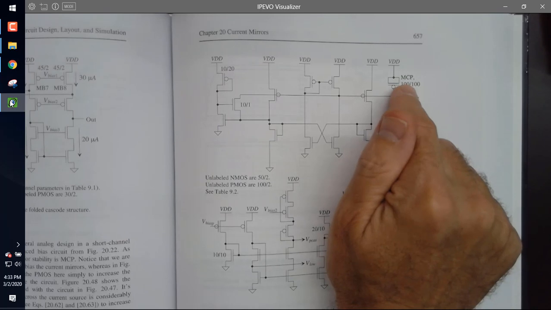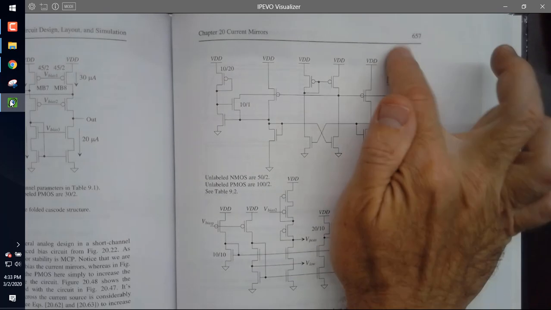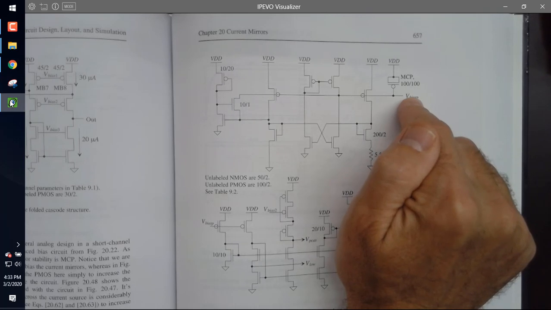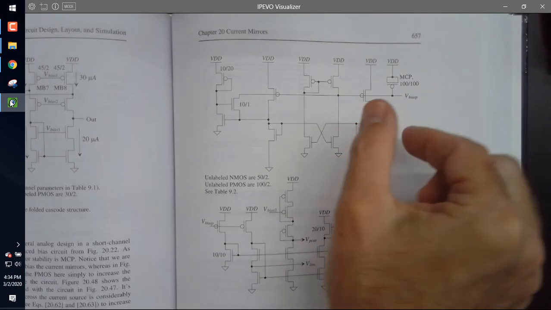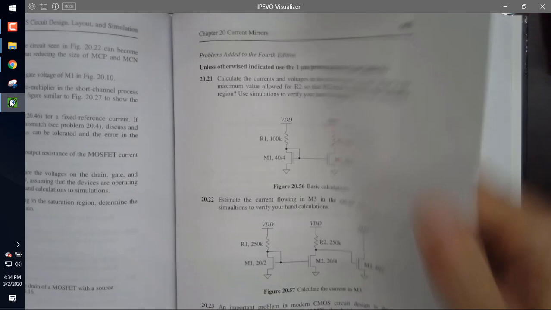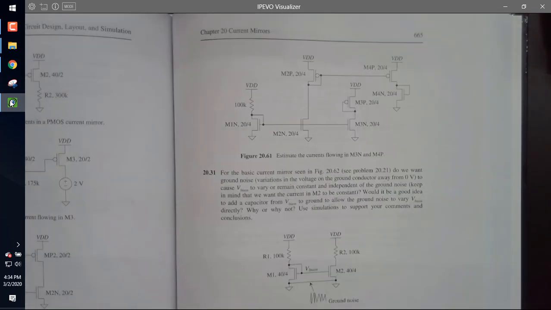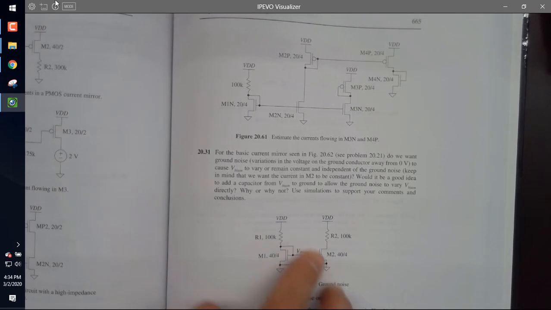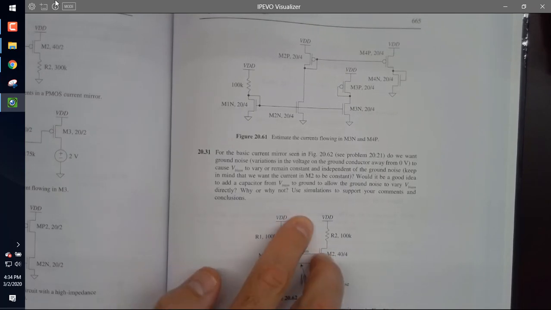I got a question for you. If there's noise on VDD, do I want there to be the same noise on V bias P? Yes, you do. Why? Think about it. Here, let me show you the homework problem on that. So let's look here at this one. If I have ground noise, I want the noise on V bias N to follow the noise on ground. Why? So the VGSs don't change. So then the currents stay constant.